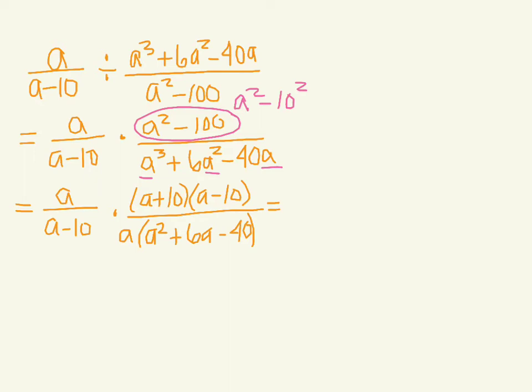At this step, I can now see that I can cancel some stuff. So I always ask myself after every step if there's something I can cancel, just because it cleans it up a bit. So the a minus 10s cancel, and I can also cancel the a's.